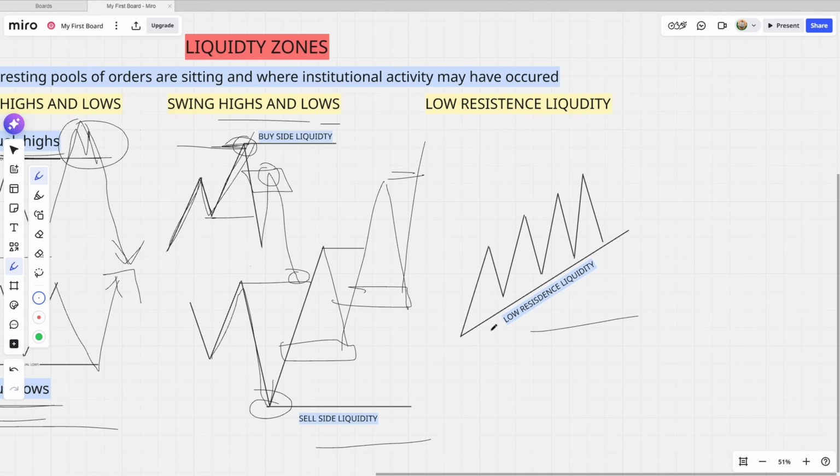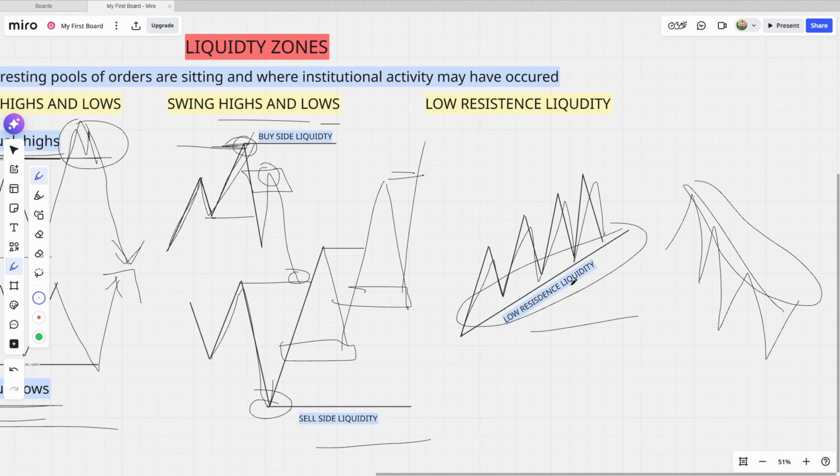Low resistance liquidity usually forms when you have multiple highs or multiple lows stacked closely together within a trend. These stacked highs or lows tell us that price has repeatedly reacted in the same area, but hasn't been able to fully break through yet. Because of this, liquidity starts building in that zone. You have stop losses, pending orders, and resting liquidity clustered around those levels. Since price has already traded there multiple times, there's very little resistance left in that area.